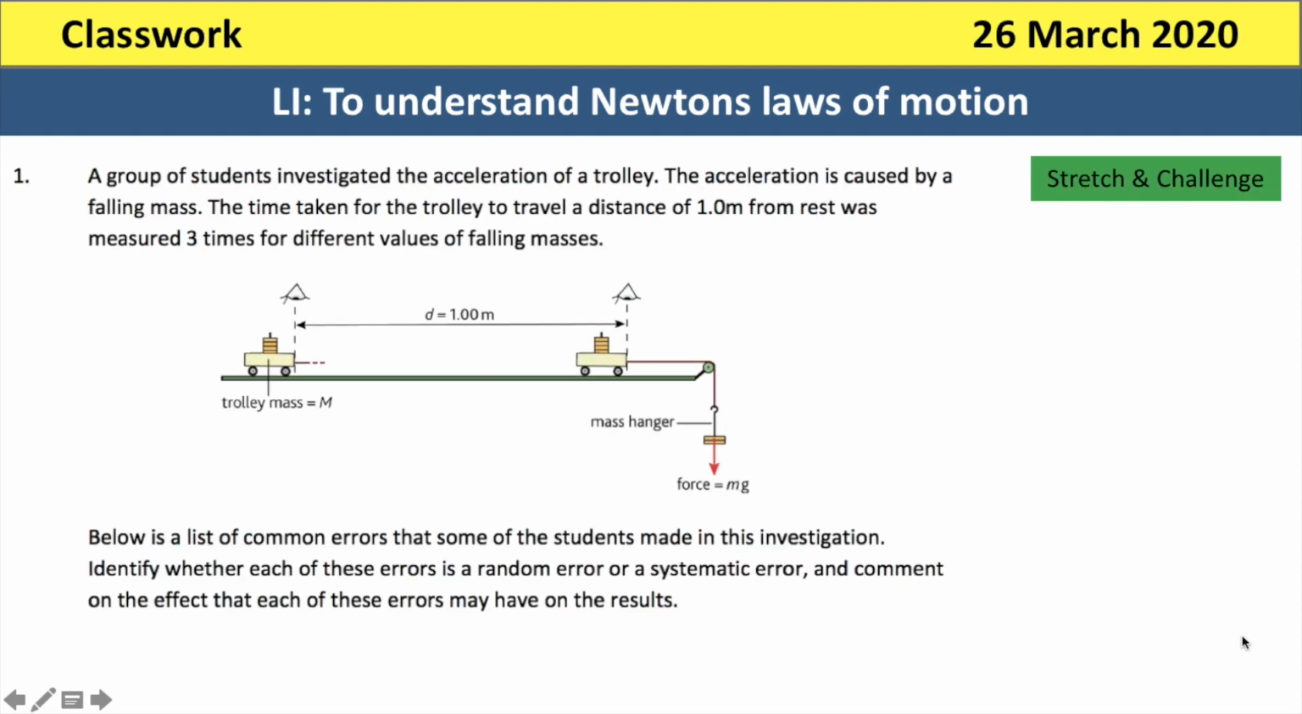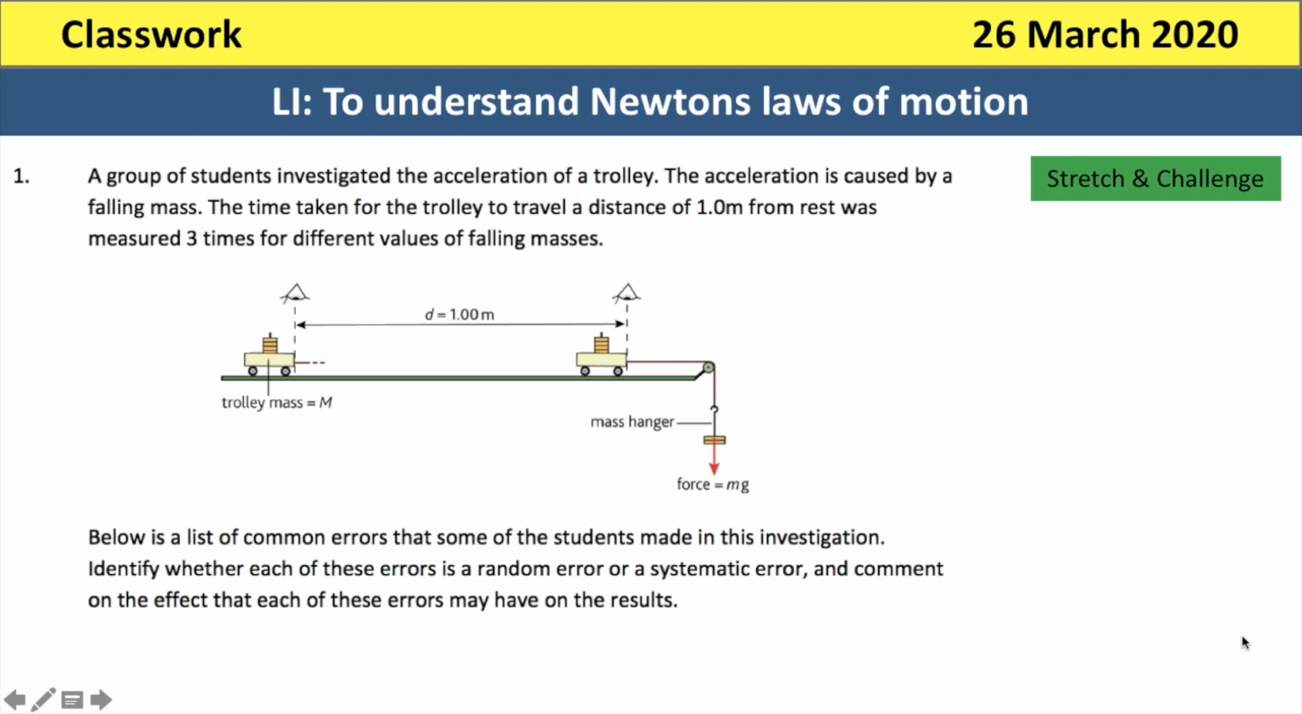Now finally we come on to the stretch and challenge questions. These questions are actually about a practical that you haven't done, but on paper 3 of the A-level they will be giving you practical investigations that you haven't done and you have to apply your knowledge to them. So let's read through the information and see what we are asked.